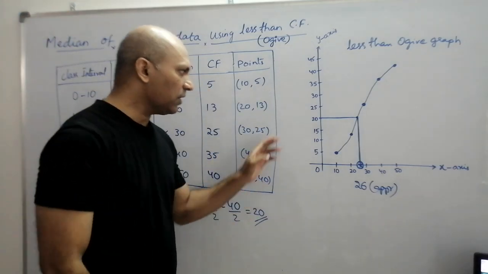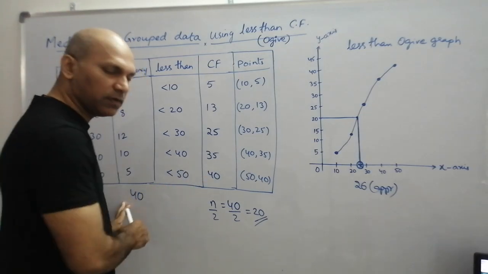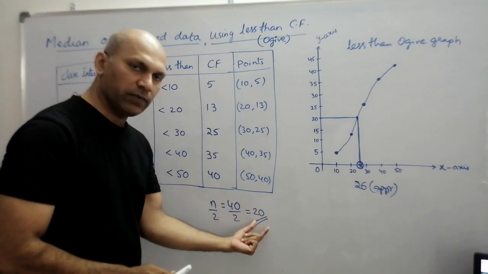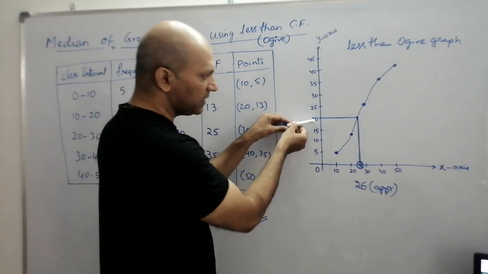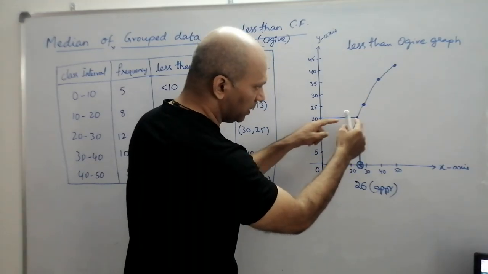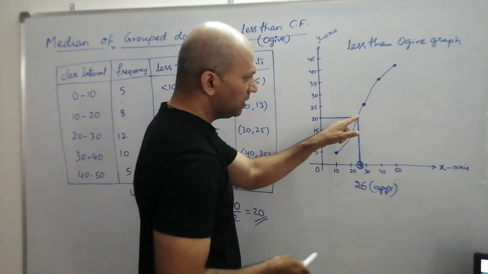After the graph, how should we find the median? We should find half of the number of observations. Number of observations are 40. 40 divided by 2 will give us 20, and mark 20 on y-axis. Draw a horizontal line. From there you drop a perpendicular, from the point where this horizontal line is touching the graph.